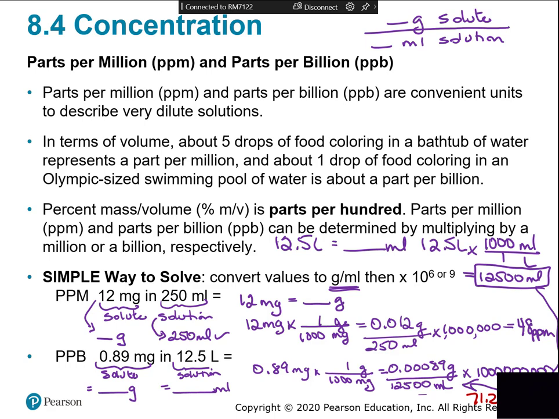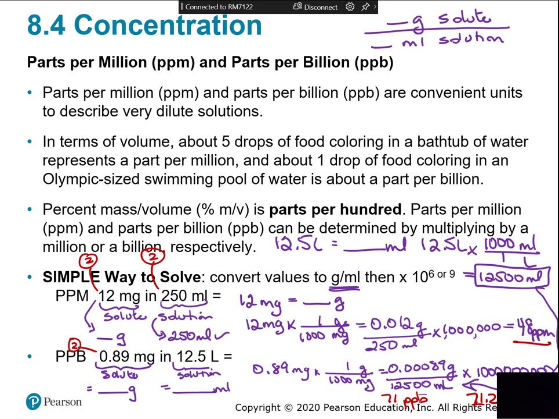Now, if you were going to round these, the first one I wouldn't have to round because 48, 12, and 250 each have 2 significant figures. So I'd be fine with 48. But if I was going to round the second one, 0.89 has 2 significant figures. So I would only keep the 7 and the 1. I'd drop the 2, so it would end up being just 71 parts per billion. That's if I had to give you that.